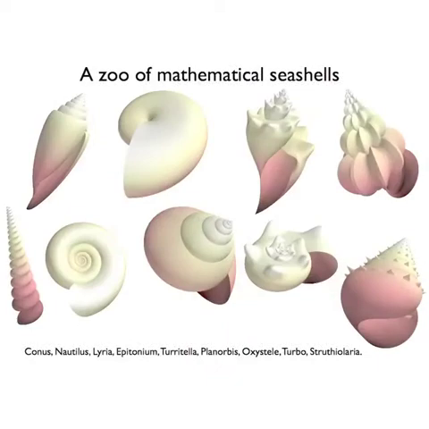Okay? So how many different shapes can you make with this sort of idea? Well, lots and lots. Okay? So here's what I've called my little zoo of mathematical seashells. Okay? So these are not real seashells. They are little pictures I plotted. Here's Lyria, here's Epitonium, here's Turritella, here's Conus, Planorbis. They've all got nice names, okay? But these look like the ones that you would see down at the seaside.